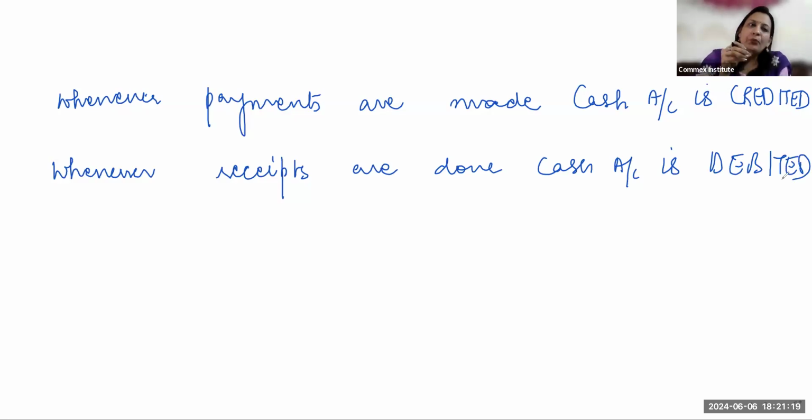So whenever I put any amount on the debit side, I say that this account has been debited. Whenever I put any amount on the credit side, I say that this account has been credited. As simple as that. Okay, now just try to understand the other aspect also, bacho.